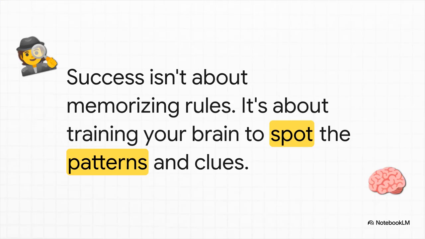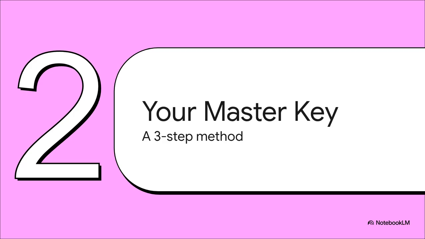Now, this right here is the crucial point. Success isn't about trying to memorize every single grammar rule that exists. No way! It's about training your brain to spot the patterns. The question is literally handing you clues, and our job is to become expert detectives who know how to read them. And how do we do that? With this, your 3-step master key. This is a simple, repeatable method that you can apply to any keyword transformation question to just unlock the answer. It turns that impossible puzzle into a simple process.